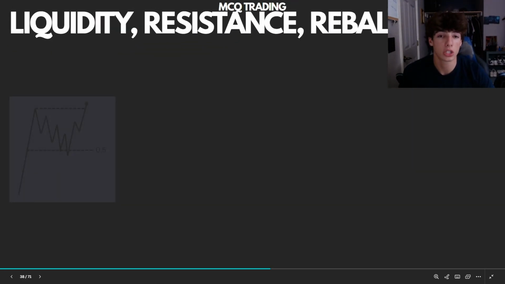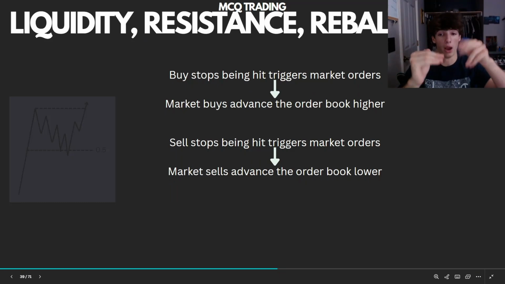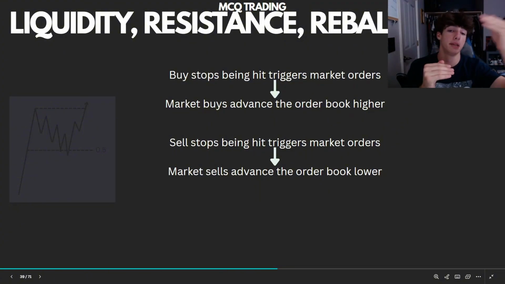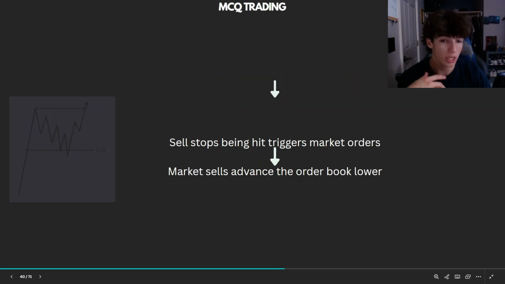Now, before we get into this, there's one more thing we need to understand, right? Buy stops being hit trigger market orders, and it triggers a market buy order, right? So when your buy stop gets hit, it triggers a market buy order. Market buy orders advance the order book higher, right? Sell stops being hit trigger market sell orders, and sell orders advance the market lower, right? Market sell orders do that. So now we understand that.